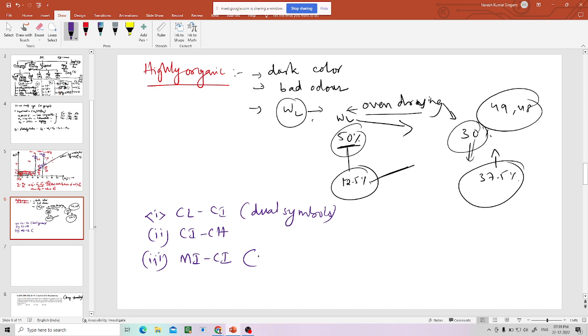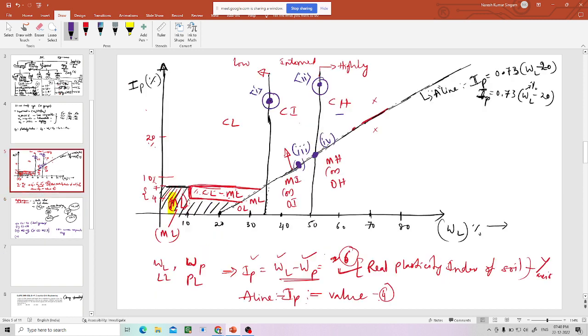You can ask, why can't I use CI-MI? See, this is wrong. This is right, because you have to always give preference to the coarser soil. Whenever you are getting coarser and finer in a particular soil sample, you always have to give preference to the coarser first. That's why I am giving MI-CI. Silt is coarser than clay, always. You remember that? Silt is coarser compared to clay. That's why it is MI-CI. Now you can use only two symbols, you cannot use four, but it is covering all four: CI, CH, MI, MH.